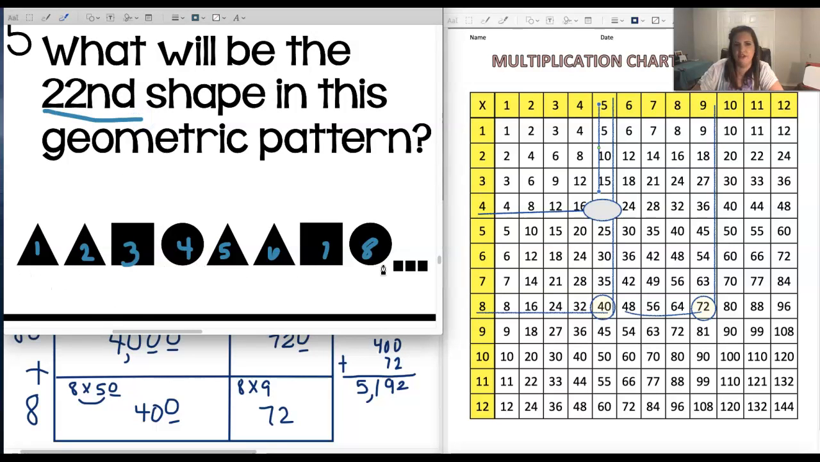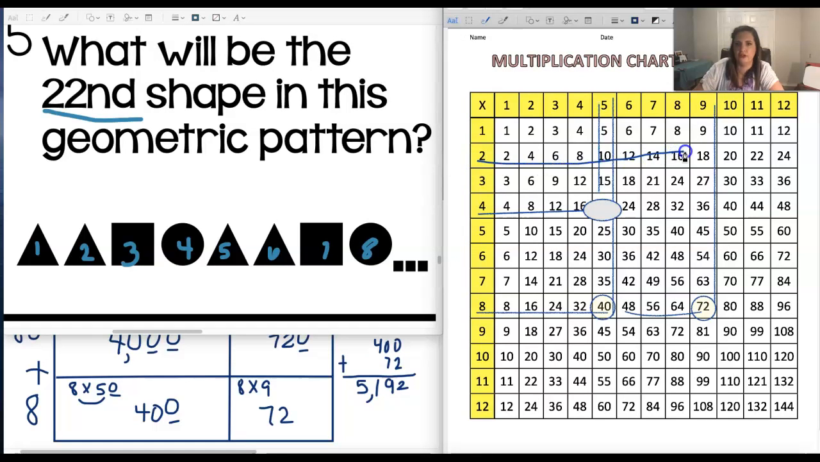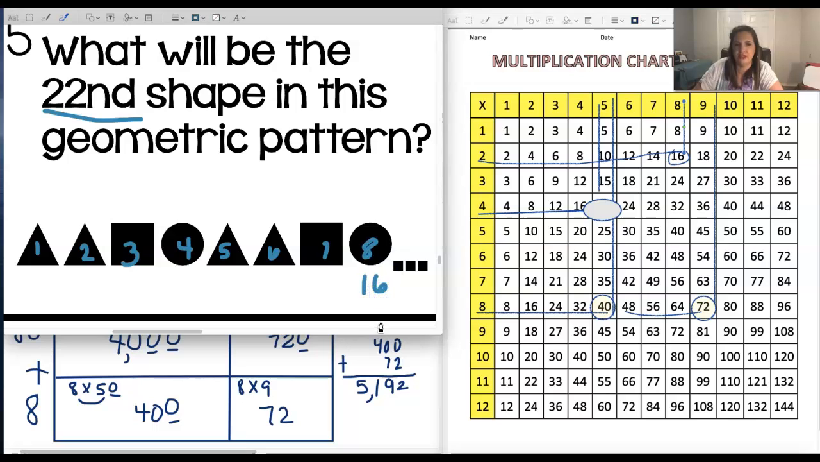I have the first 8 right here. If I put another 8, 8 plus 8 is 16, right? Because if we go over here, 2 times 8 right here is 16. So if I have another 8 shapes, this circle will be the 16th shape. So then I'm just going to start counting again.